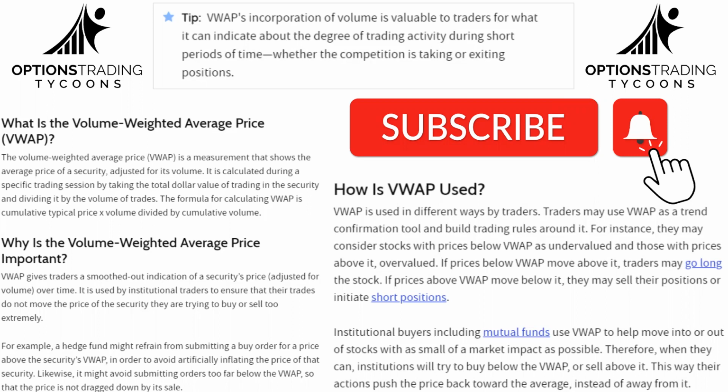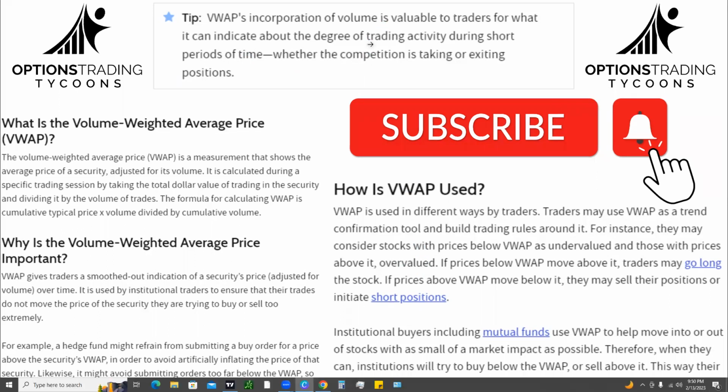Institutional buyers, including mutual funds, use VWAP to help move into or out of stocks with as small of a market impact as possible. Therefore, when they can, institutions will try to buy below the VWAP or sell above it. This way, their actions push the price back toward the average instead of away from it. Now, they talk a lot about stocks here, but you can use the VWAP for trading stocks, for trading commodities, crypto, forex, bonds, whatever it is. So it's not just limited to stocks.